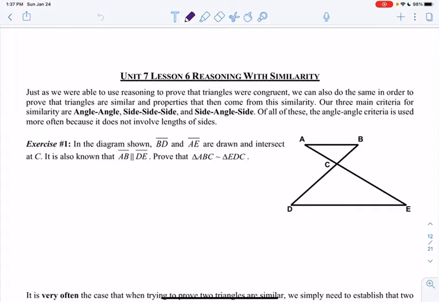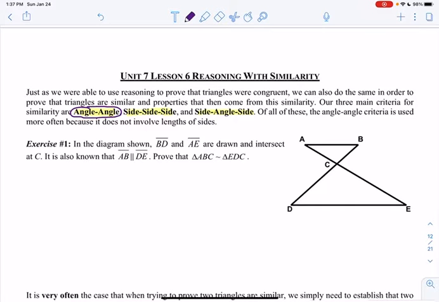Just as we were able to use reasoning to prove that triangles are congruent, you can also do the same to prove triangles are similar. And the three criteria that we learned yesterday were angle, angle, side, side, side, or side, angle, side. The one that we're really going to use in these proofs, though, is only angle, angle. I'll show you one proof that involves side, angle, side, but all the proofs that you would ever do would just be angle, angle. The other ones are really rare in a proof.